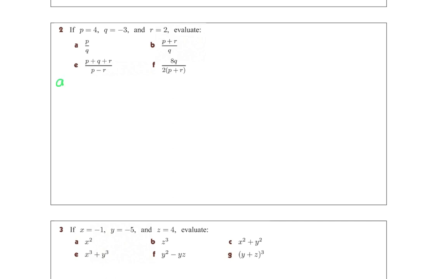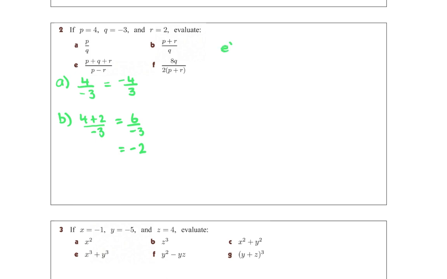Okay, so let's have a go at these. We've got P over Q. So instead of P, we write 4. Instead of Q, we write -3. Now, it's usual to write the negative on top, so we actually write -4/3. In question B, we've got P plus R over Q, so 4 plus 2 over -3. That gives us 6 divided by -3, which equals -2. So nice and straightforward.